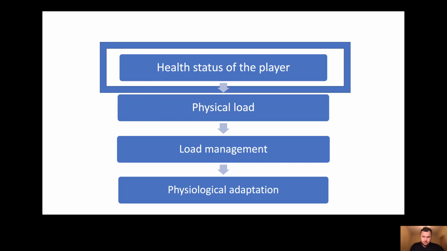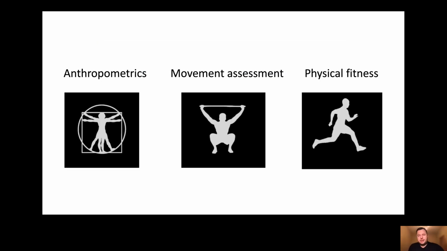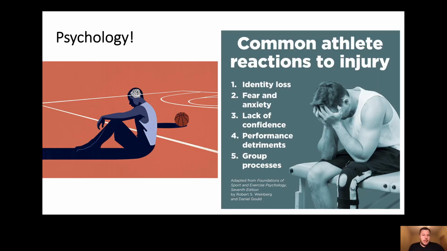So let's start with the health status of the player. I want to cover these things in a simple way. I think the most important things, talking about health status in general, are that we need to pay attention to the anthropometrics of the player. Is it a big one? Is it a guard or another position player? We should also assess movement, and pay attention to general physical fitness. And a very important thing I want to emphasize is psychology, in general the motivation and all these things.